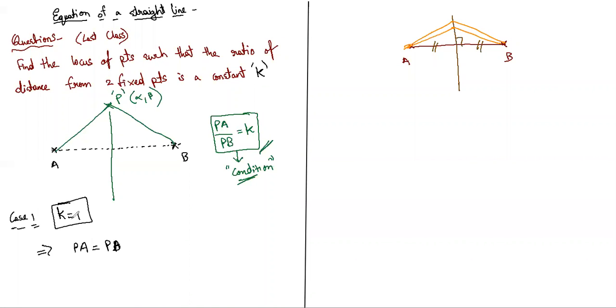So this is case one. When k is equal to 1, the locus will be the perpendicular bisector of the line segment AB. Right?